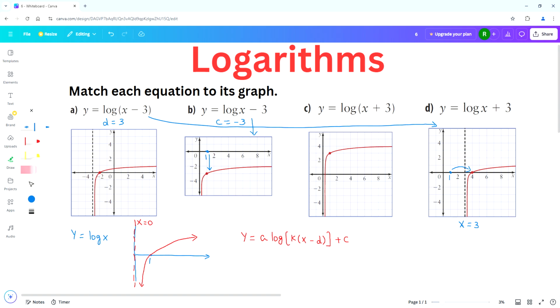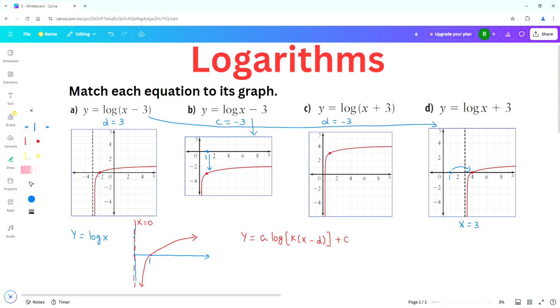Now we can analyze the third equation, y equals log of (x plus 3). In this equation, 3 is in the parentheses with x. So this equation has a d value and it is equal to negative 3, because in the given equation there is a plus sign between x and 3, and in the general equation there is a negative sign between x and d. D results in horizontal translation. Since the d value is negative, there is a horizontal translation 3 units to the left.